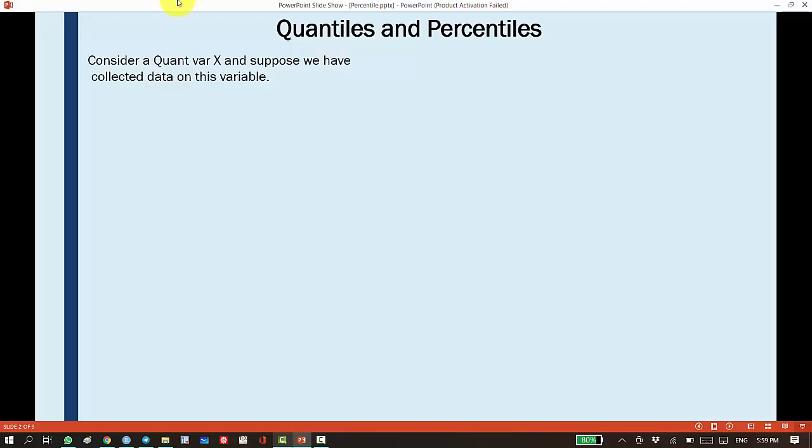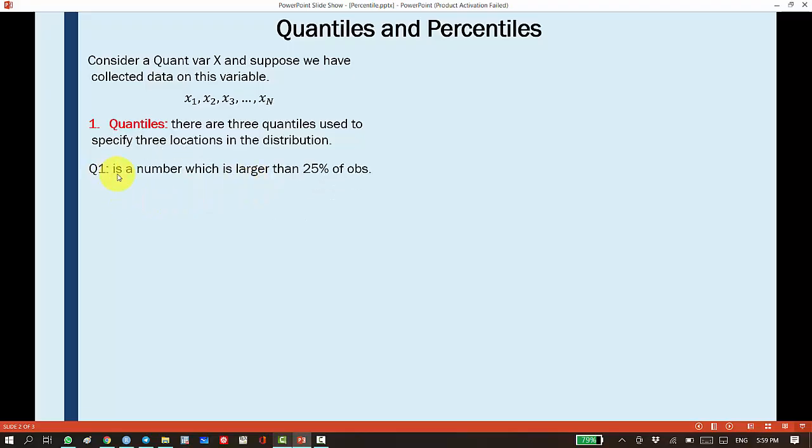Consider a quantitative variable x, and suppose we have collected data on this variable from a population of interest. And this is the data that's being collected on this quantitative variable. When it comes to quantiles, there are three quantiles used to specify three important locations in the distribution of the variable x.